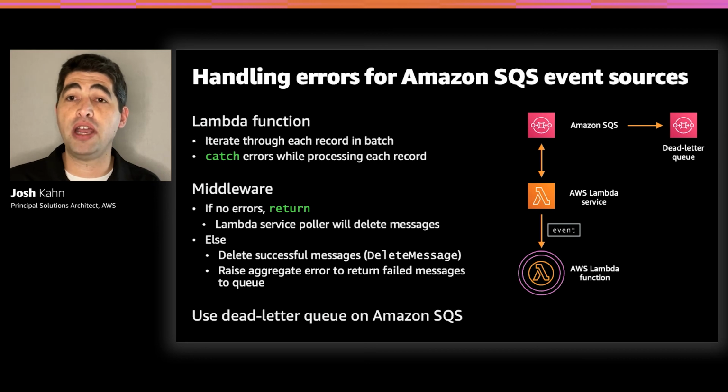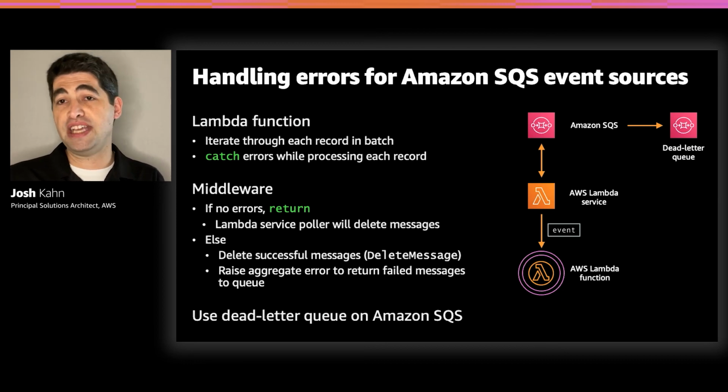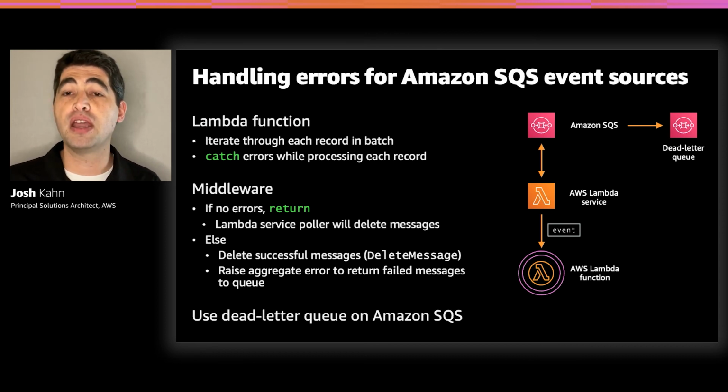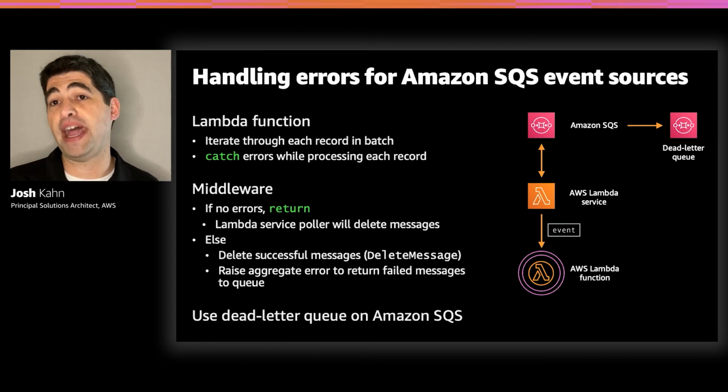If there are no errors, the middleware can simply return. And in that case, the Lambda service will actually go and remove all of the messages in that batch from the SQS queue. It's really powerful and simple. But if there is an error, the middleware should actually iterate through the results, delete the messages from the queue that were successfully processed, and then raise an error indicating that there are some erroneous messages left in the batch.